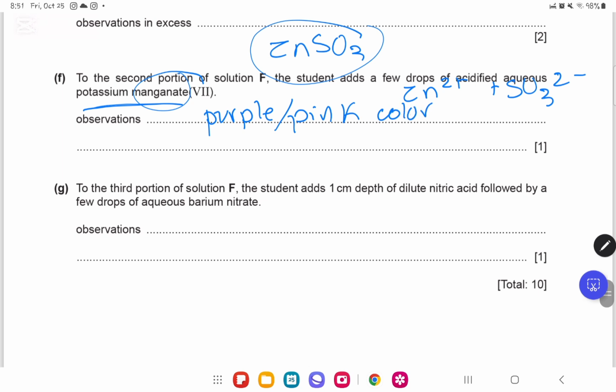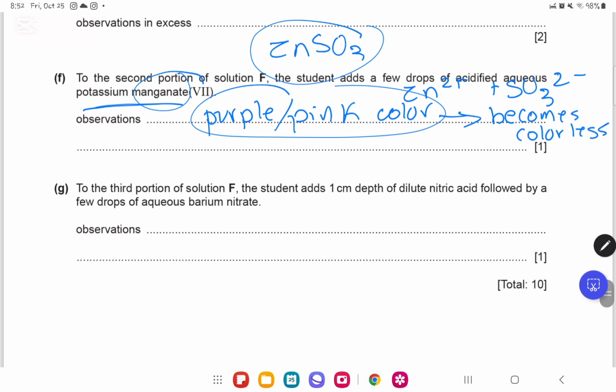But what happens to this purple pink color after being added to a solution? It becomes colorless. So remember, anytime you add potassium manganate, it will give you a purple pink color, but then after a while it will become colorless. So purple pink color becomes colorless.